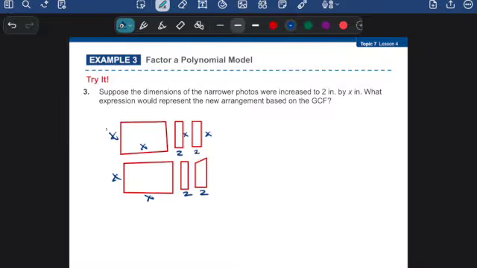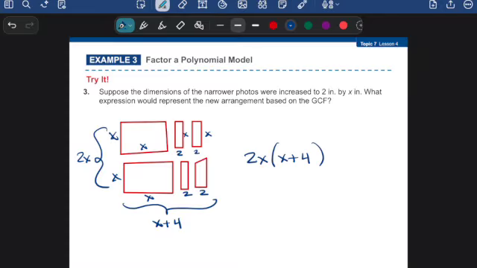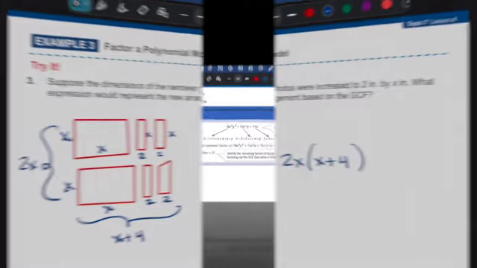So what is the total height? It's going to still be 2x. What is the total length going to be now? It's going to be x plus 4. So if we're going to represent the area, 2x times x plus 4 would be the new dimensions if the length is increased to 2 inches.